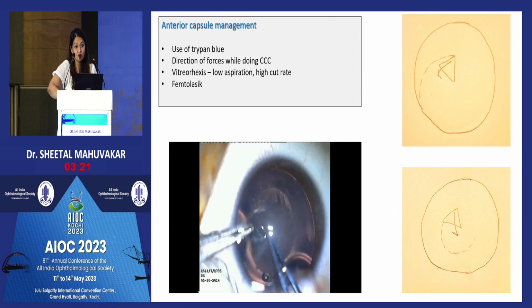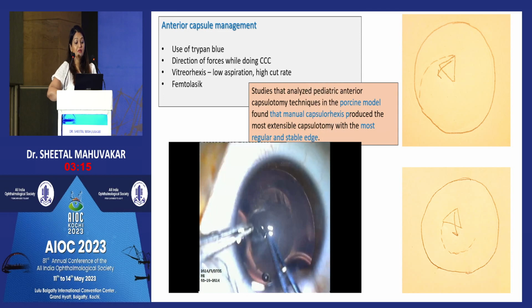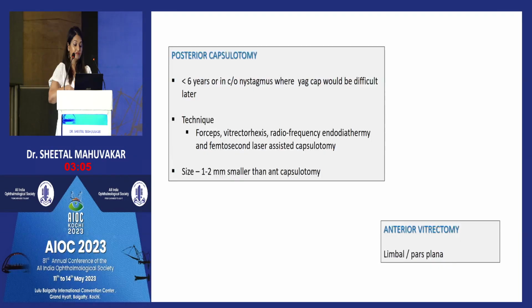The rhexis can also be done with the vitrectomy cutter, or you can do it with a femtosecond laser also. But a study which has analyzed the pediatric rhexis on a porcine model found that the most regular and stable edge is with the manual rhexis.